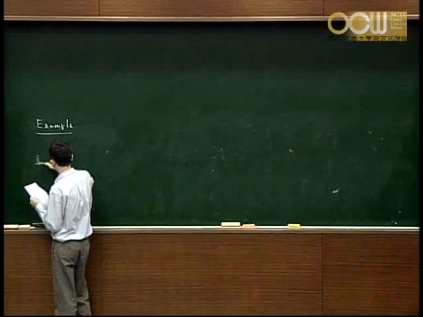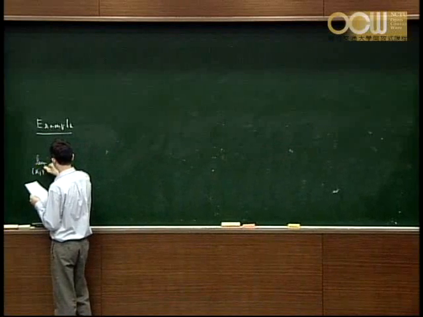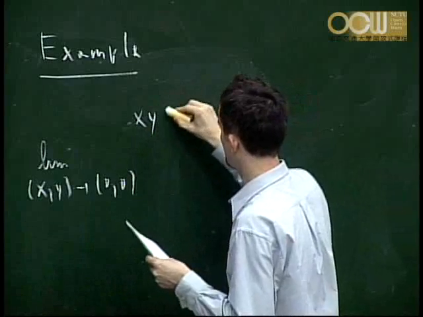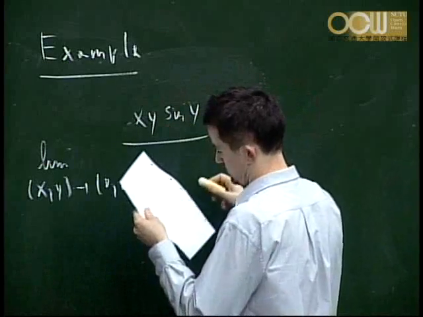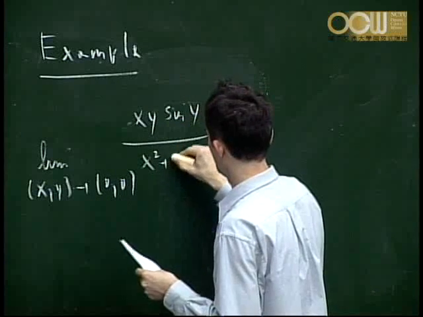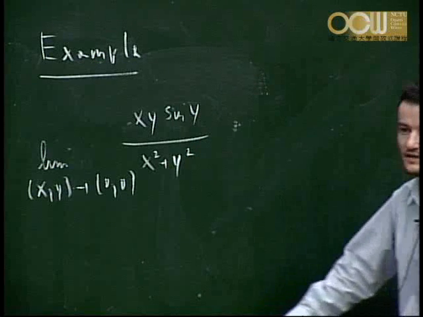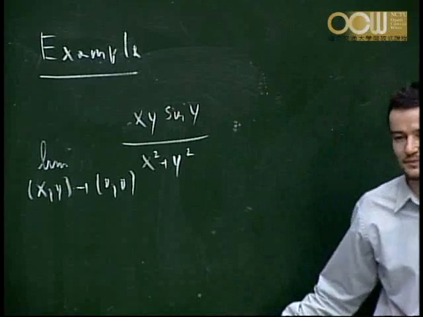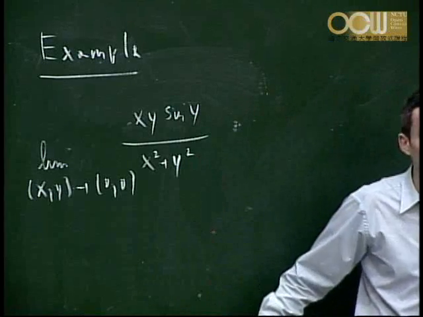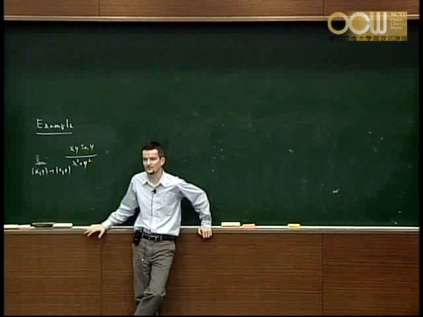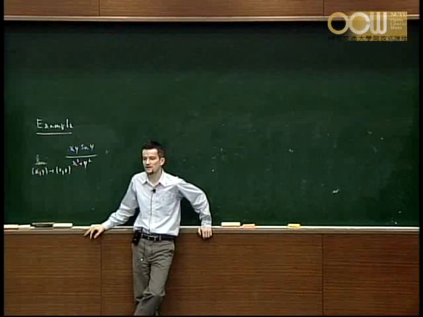This one: the limit as (x, y) tends to (0, 0) of x times y times sine of y over x squared plus y squared. Okay, so how to handle this? Whenever you have such an example, it may be more complicated for functions of two variables to come up with a guess whether the limit exists or not. Normally you can first try a few directions.